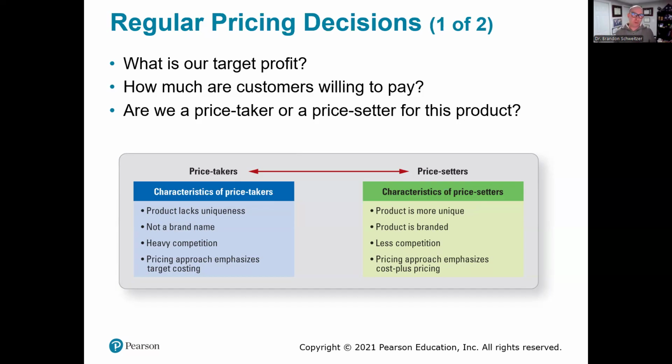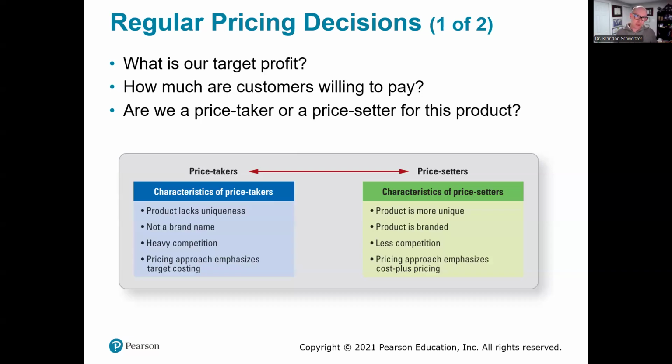We should also be aware of how much our customers are willing to pay. For those of you who have taken economics already, you probably remember a term called willingness to pay. And that term is exactly that. We have to understand how much customers are willing to pay for products in order for us not to price it too high, where they're not going to buy any, or too low, where they're buying too much.